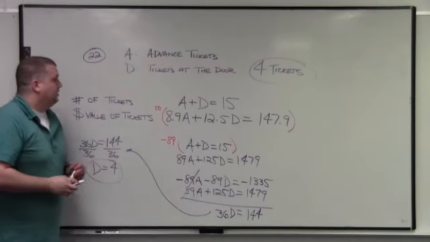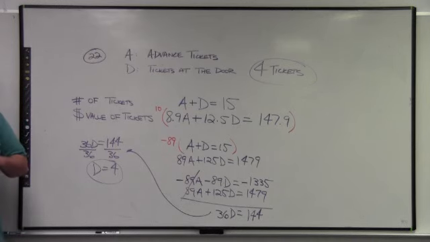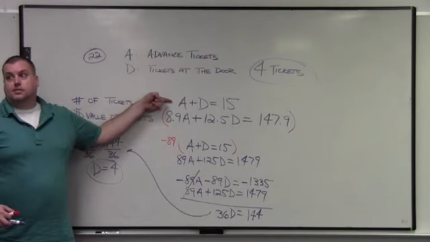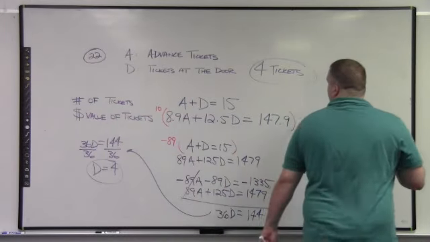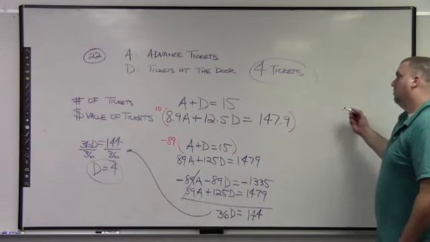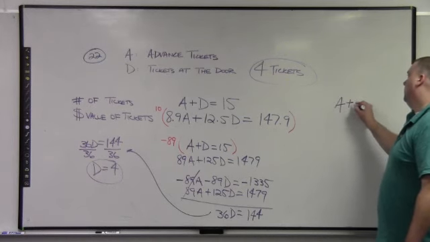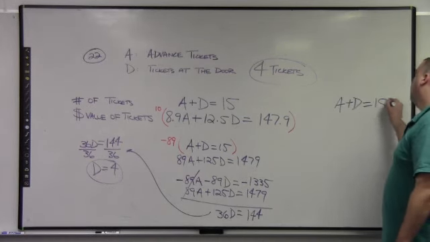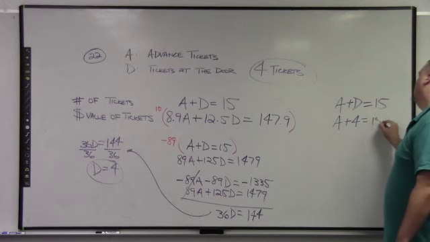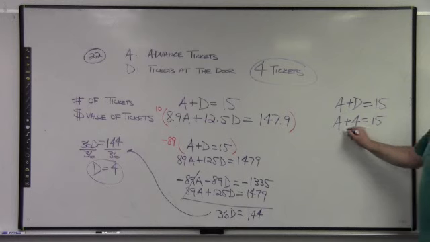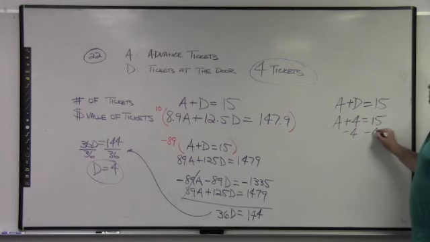Now let's find out the advance tickets. Which one is the easier equation to use if I'm going to substitute it back in? The first one, yeah. I don't want to go after this one, right? That would take a lot more time. So if I know that my door tickets are 4, in A plus D, I replace D with four, and I can just subtract four. So how many advance tickets were sold?